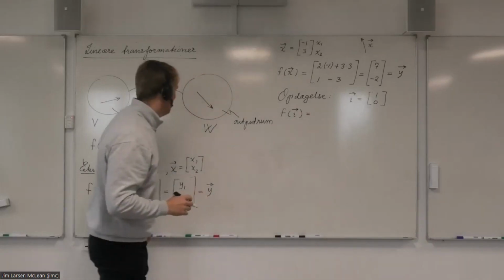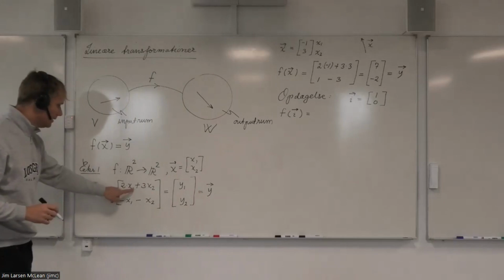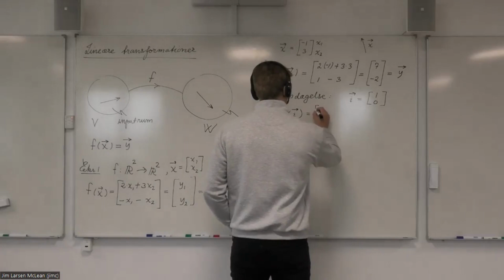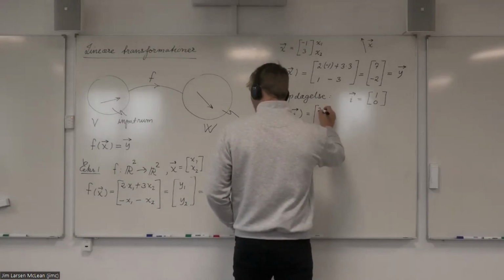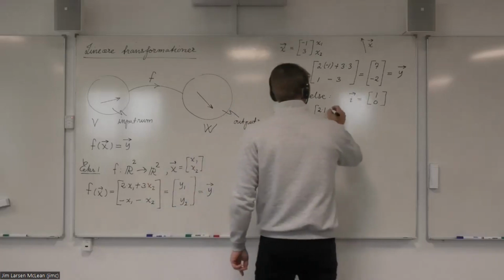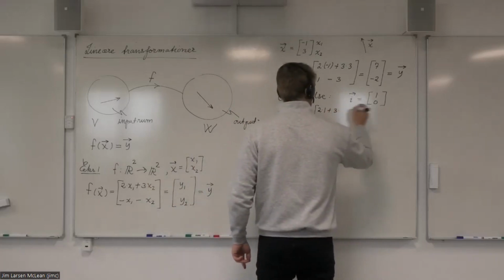So what should we do? We need to say 2 times the first coordinate plus 3 times the second coordinate. So let's do that. Here I have the first coordinate, and it is 1. And plus 3 times the second coordinate, but the second coordinate is 0.